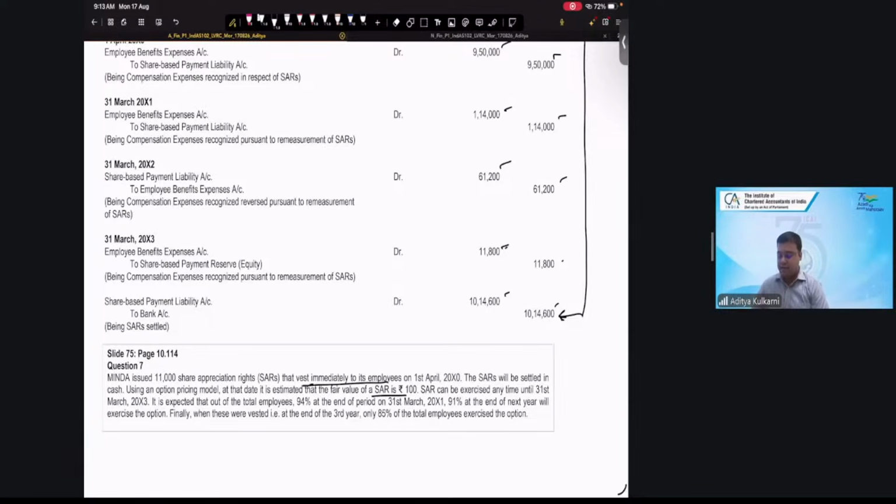It is expected that out of the total employees, 94% at the end of the period and 91% at the end of next year will exercise this option. Finally, when these were vested, that is at the end of the third year, only 85% of the total employees exercise the option.